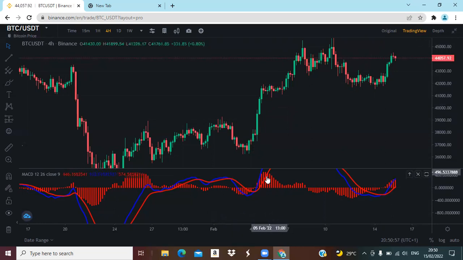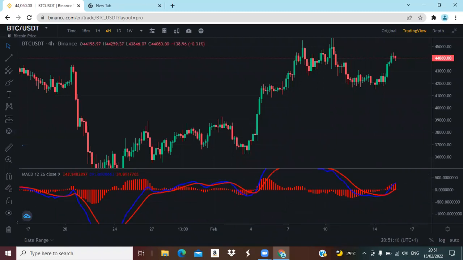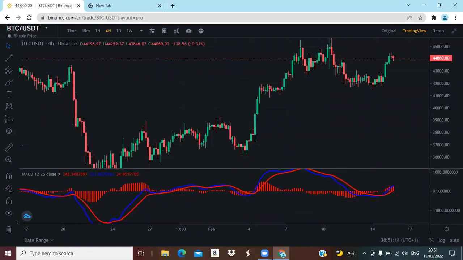An increase in histogram. So the height of this histogram is very large, and then from here we see decline. This is an indication of momentum. If we want to use momentum in the market, I think the MACD can be used. It's not accurate, it's about 65 to 70% accurate. It's not that accurate.